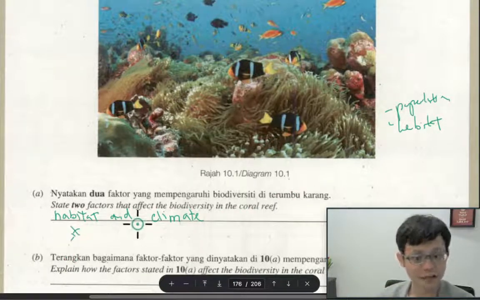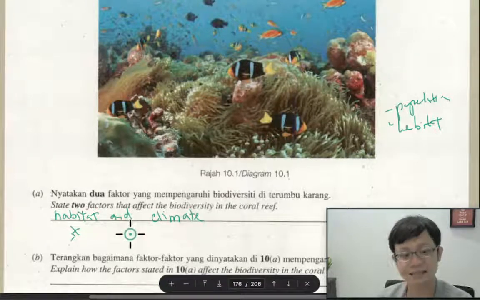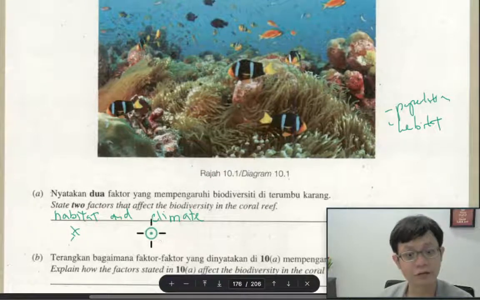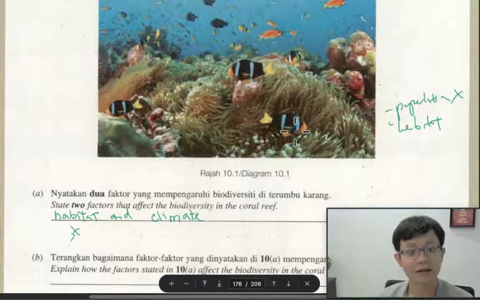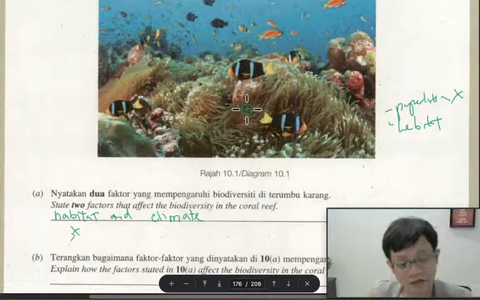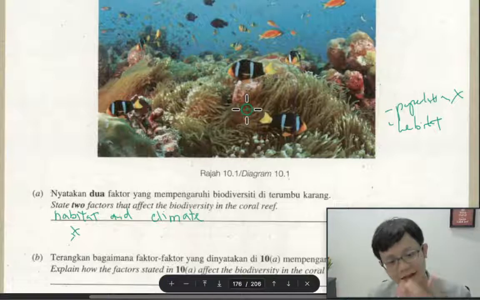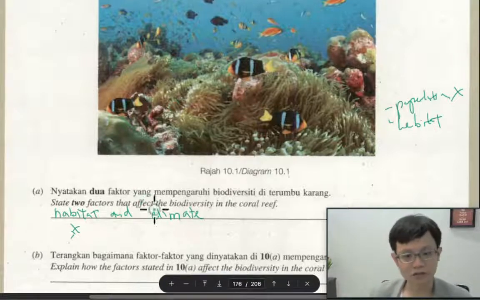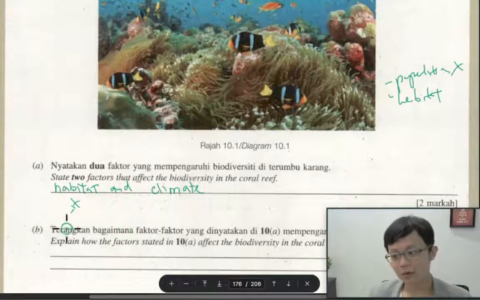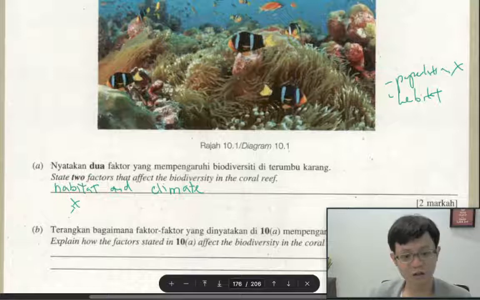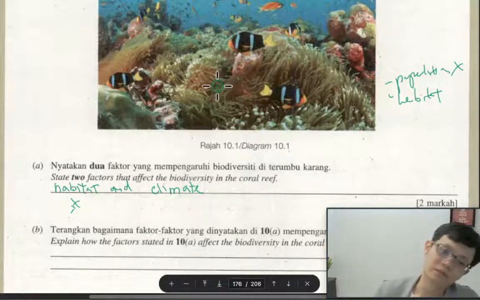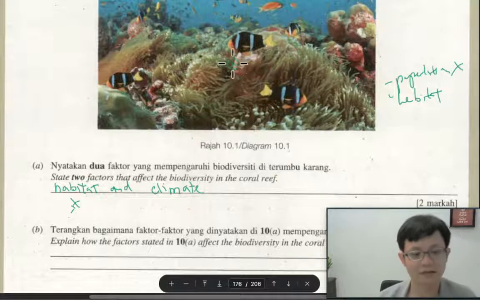So you actually get lesser coral reef. If the water is very clean, with no pollution, then you get a very clean coral reef. I'm not sure whether the teacher will give you correct, but for me, if you are my student and you put pollution also, I will give correct. Pollution, or destruction of the habitat. It depends.